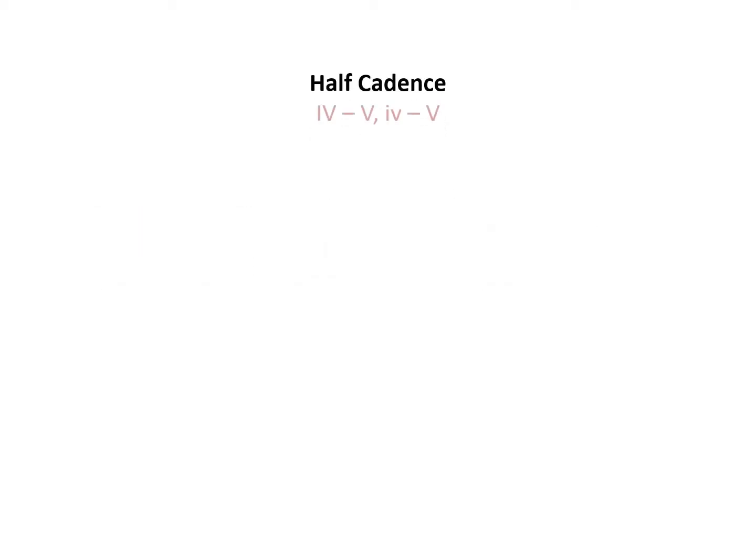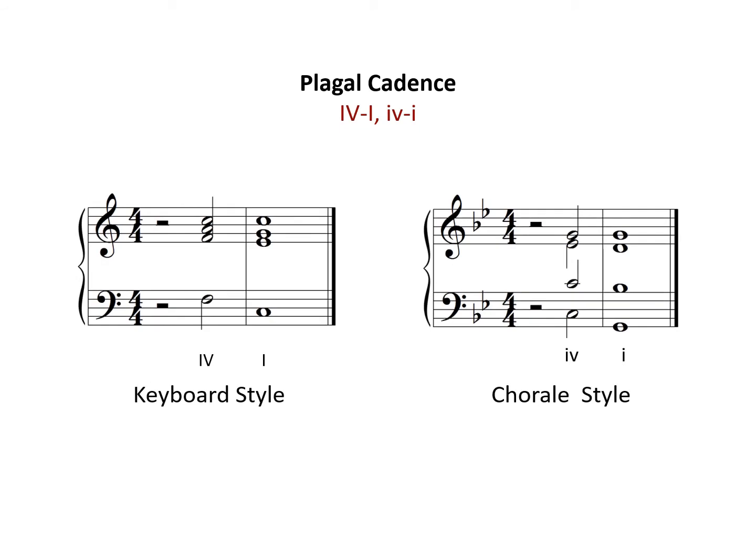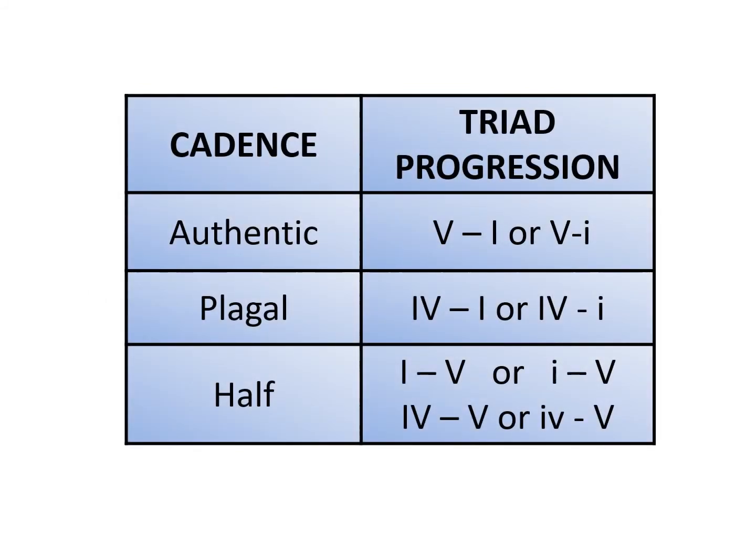A half cadence can also be created with a subdominant triad followed by a dominant triad. A plagal cadence is created with a subdominant triad followed by a tonic triad. Here's a summary of the different types of cadences.